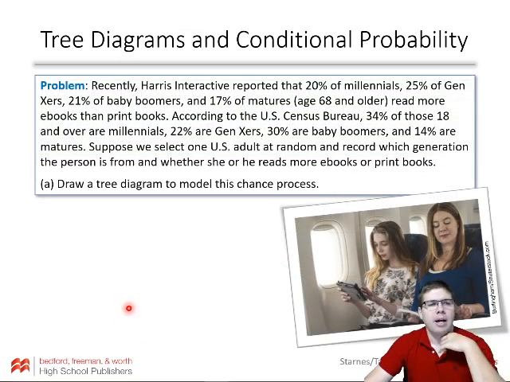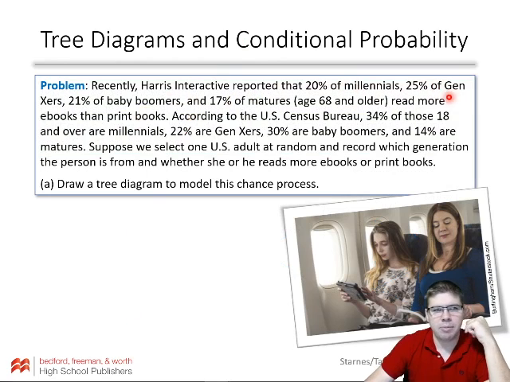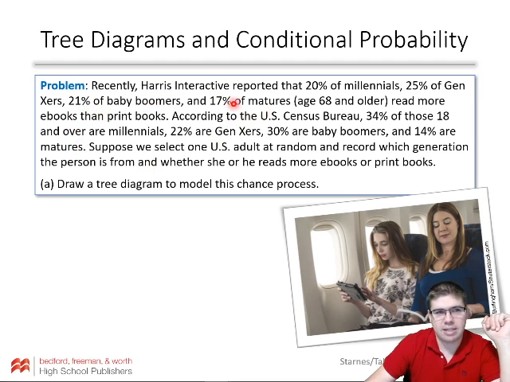For example, recently Harris Interactive reported that 20% of millennials, 25% of Gen Xers, 21% of baby boomers, and 70% of matures, so age 68 and older, read more ebooks than print books. According to the U.S. Census Bureau, 34% of those 18 and over are millennials, 22% are Gen Xers, 30% are baby boomers, and 14% are matures. Suppose we select a U.S. adult at random and record which generation the person is from and whether he or she reads more ebooks than print books. Draw a tree diagram to model this chance process.